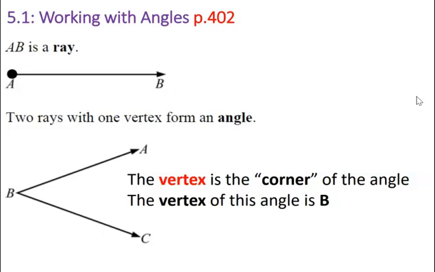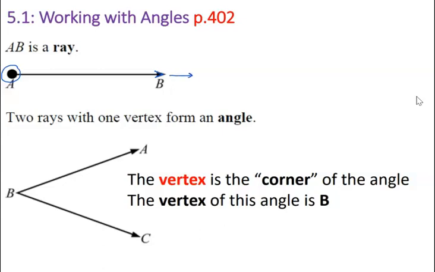We're going to begin with rays. So this AB is a ray, and a ray is defined by having an endpoint on one side and an arrow on the other side. That means that we have a stopping point, and that can be either on the left or on the right, it doesn't matter. And then the arrow indicates that this line will continue in the direction forever.